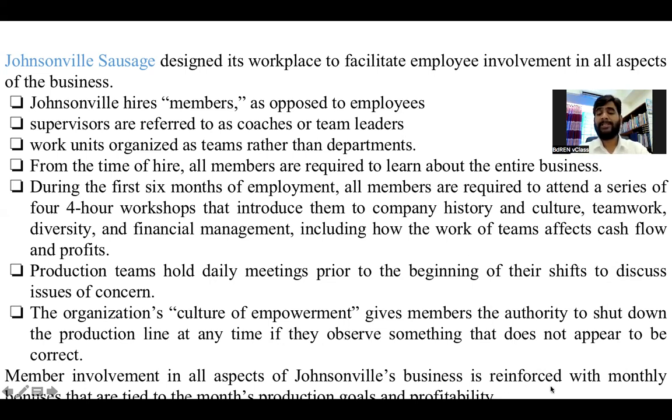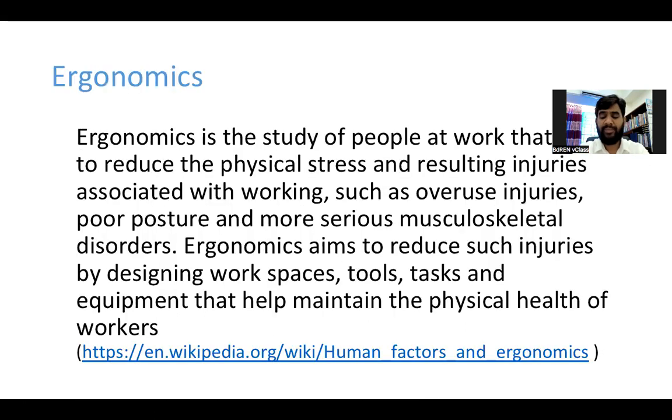Johnsonville's business is reinforced with monthly business data tied to the month's production goals and profitability. Finally, the new job design system improved the company's profitability. The ultimate goal for any type of business is increasing profit. Profitability has increased by redesigning the system. So as the operations manager, you have to redesign the system to improve the productivity and profitability of the company.